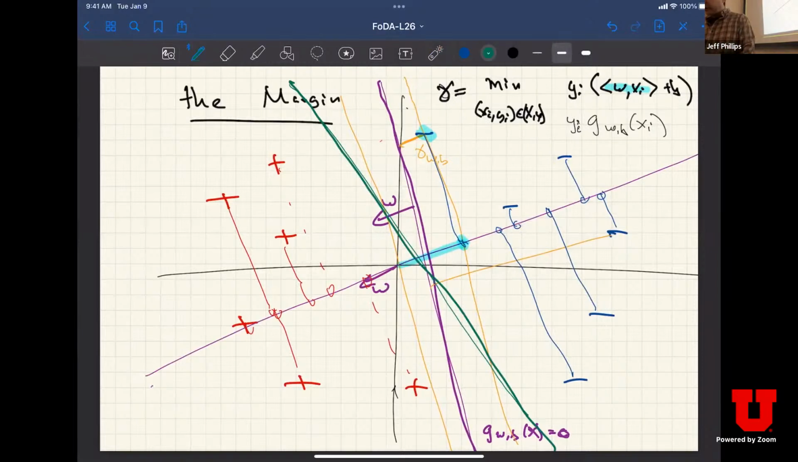Okay, and now this is going to have 3 points which are equidistant. Maybe you think there's a 4th point, but generically in 2D, there are going to be 3, it turns out. 3 points which are equidistant from here. And this one has a larger margin. So I would say this corresponds with g_{w*,b*}(x) equals 0. This is the max margin.